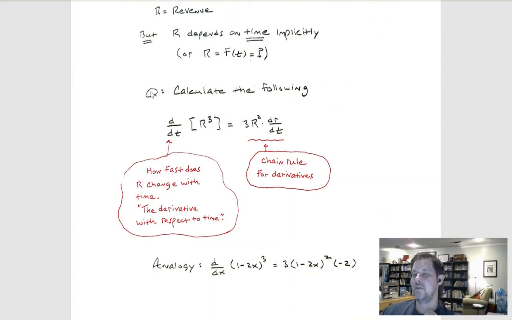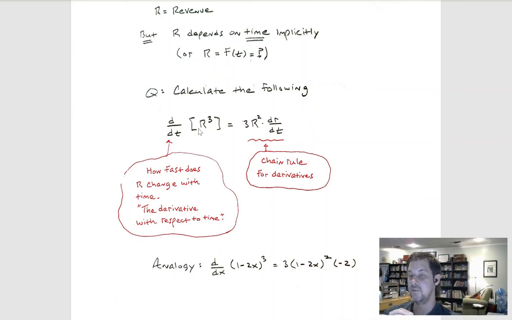How would we calculate the following? Say I have d over dt of r to the third power. Now when I write d over dt, t being time, that's notation posing a question: how fast does our revenue change with time, given that we are dealing with, in some equation somehow, r to the third power? I'm just throwing that out as an example.